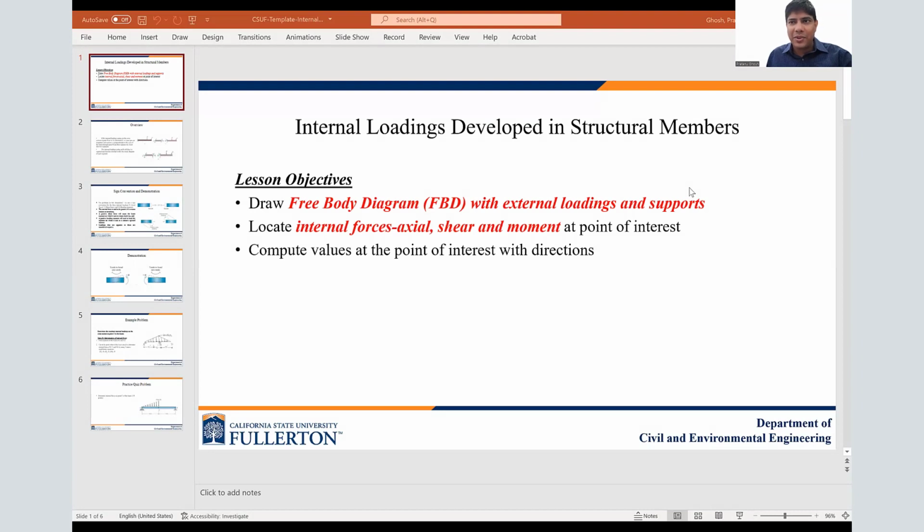Hello, I'm Dr. Prathanu Ghosh, and today I'm going to talk about internal loadings developed in structural members, especially in beams. So, what are our lesson objectives today? We need to draw the free body diagram with whatever external loadings are acting on the beam and supports.